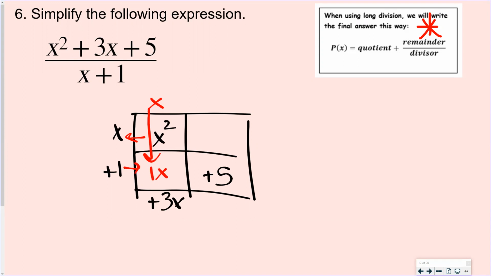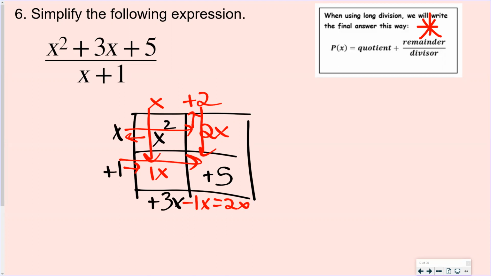Well, I have a 1x here and I need 3x. 3x minus 1x is 2x, which is what I'll have here. And then x times what is 2? That is positive 2. Lastly, I check, is this number times this number that number?